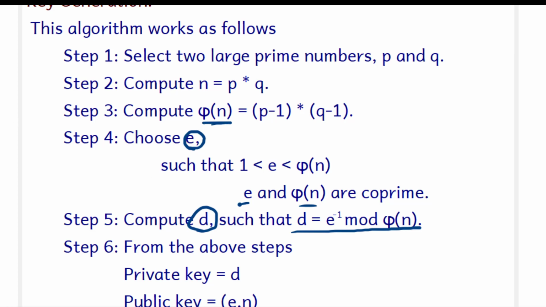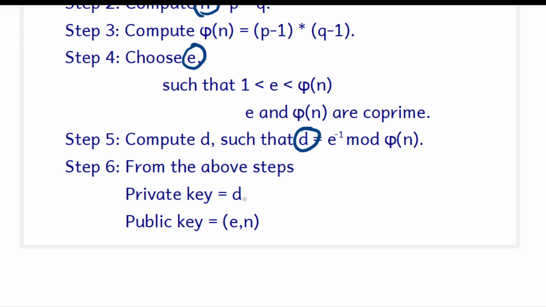After all these steps, Alice gets the values N, E and D. These three act as the keys such that D becomes the private key, and E and N become the public key. Alice will distribute the public key to everyone and keep D secret with herself.